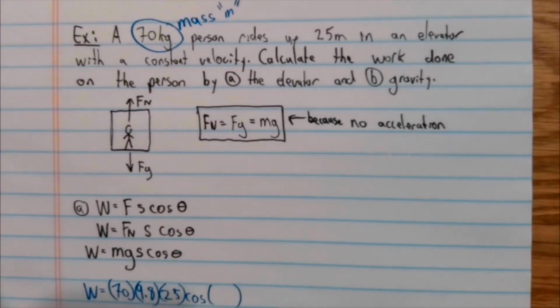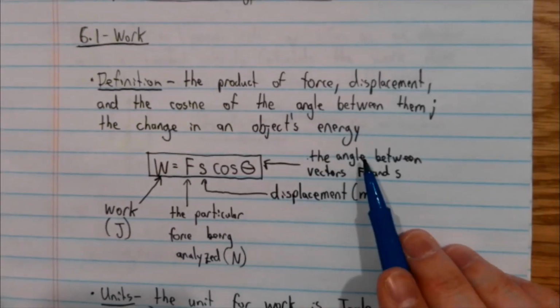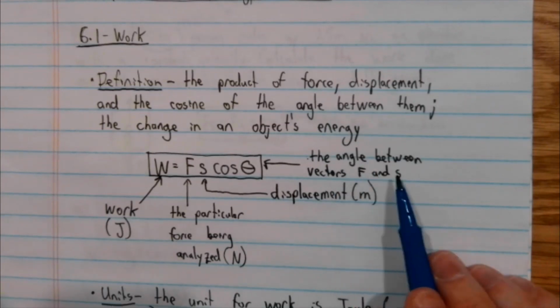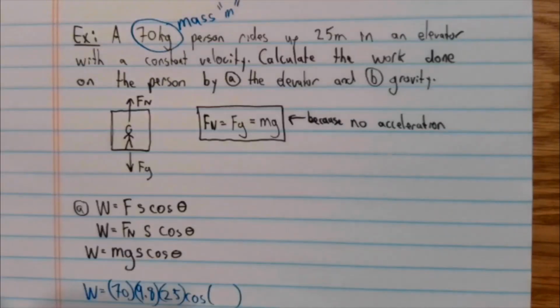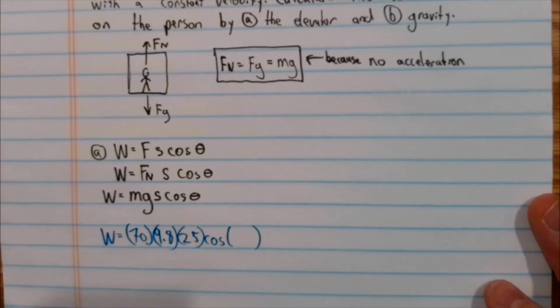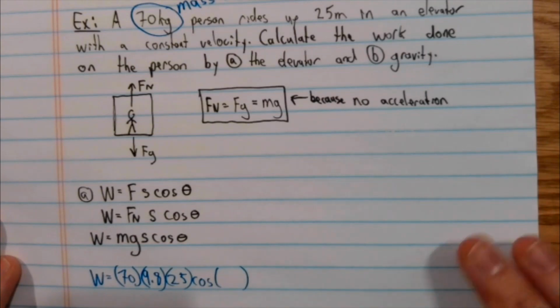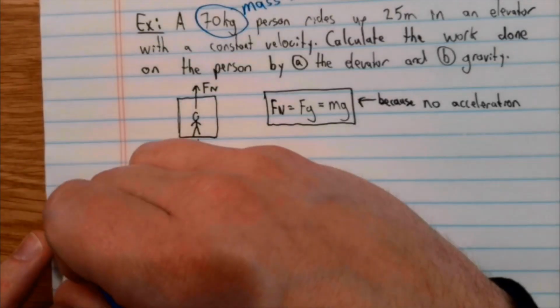What is theta? Look at your definition. Theta is the angle between vectors F and S. The angle between vectors F and S. So S is pretty obvious in part A. S points up. I'll draw that in the margins.